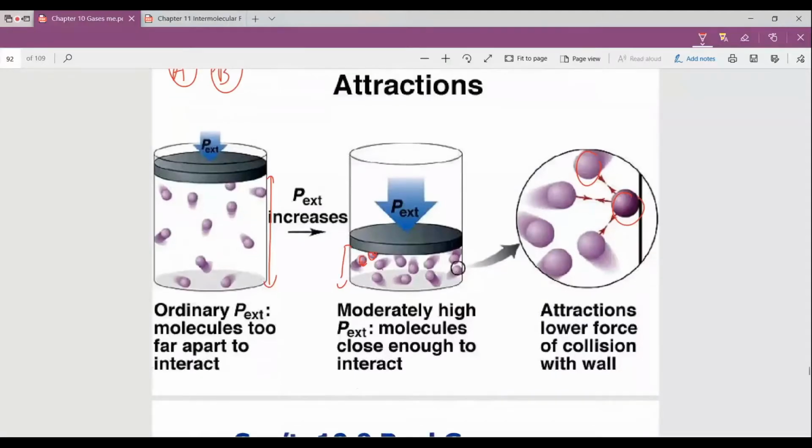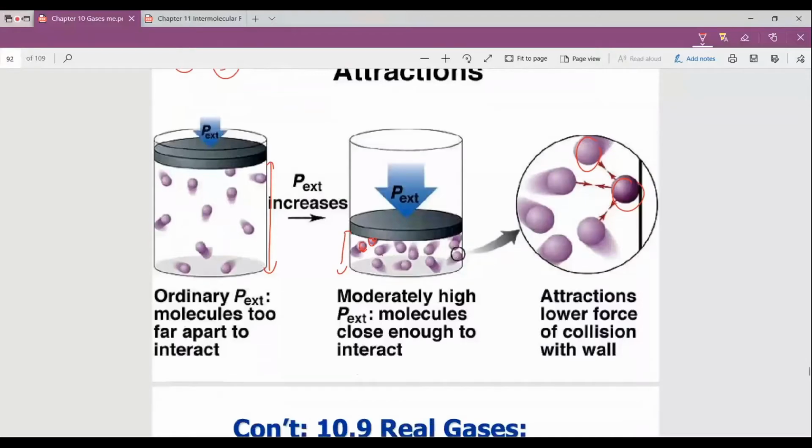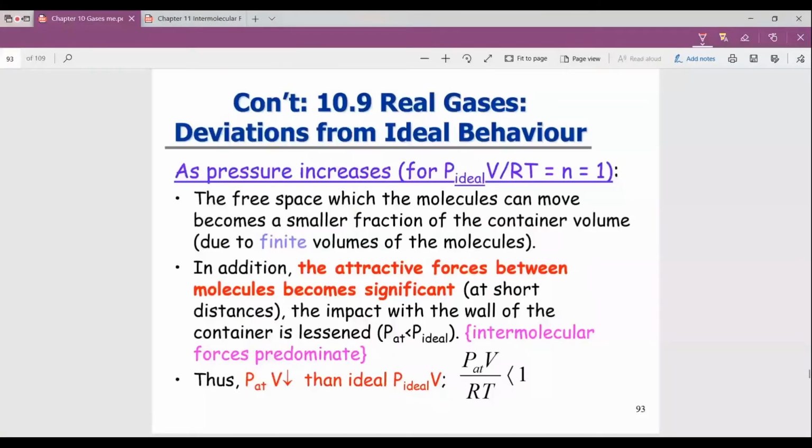Okay, so at this slide, as we increase the pressure, this is for the ideal gas. PV equal to nRT, so n is equal to PV over RT, where n is the number of moles. If PV over RT equal to 1, this obeys the ideal gas.